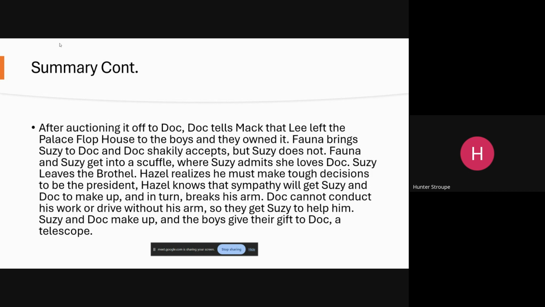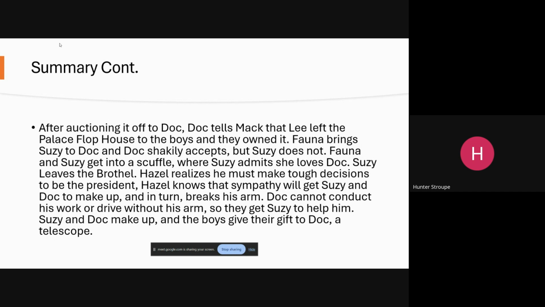And Hazel, who is still hung up on an astrological sign reading from earlier in the novel and believes that he must be president one day, starts thinking that he has to become acquainted with making tough decisions in order to eventually be president. And he knows that sympathy will get Susie and Doc to make up, so he goes and breaks his arm. Doc cannot conduct his work or drive without his arm, so they get Susie to help him. Susie and Doc make up, and the boys give their gift to Doc, which they had been saving up for with the auction, which was a telescope rather than a microscope, but Doc accepts it and laughs it off anyways.